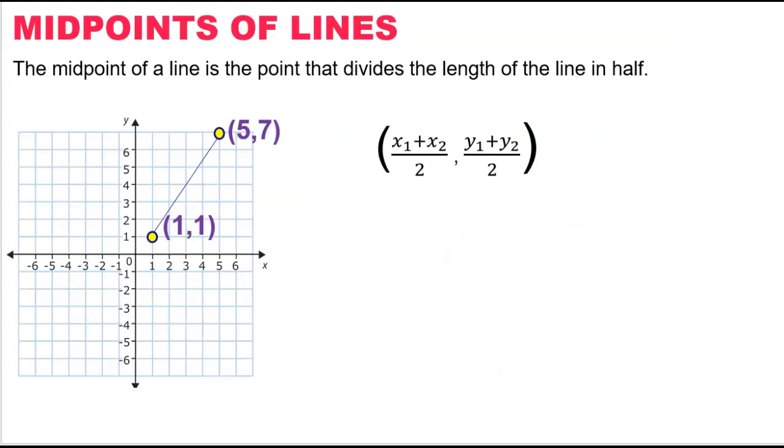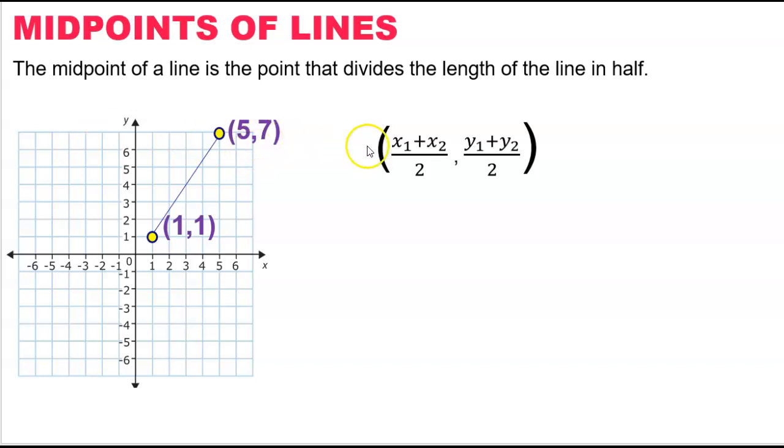Okay, now we're going to talk about the midpoint, okay? So we've talked about the distance from one point to the other. Now let's do the midpoint, where we are trying to find the exact location between two, or the exact middle between two given points. So our points here, we have 1, 1, and then 5, 7.